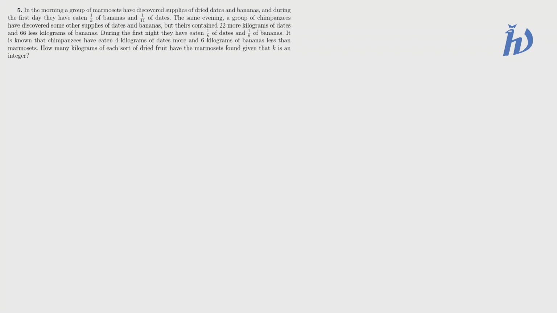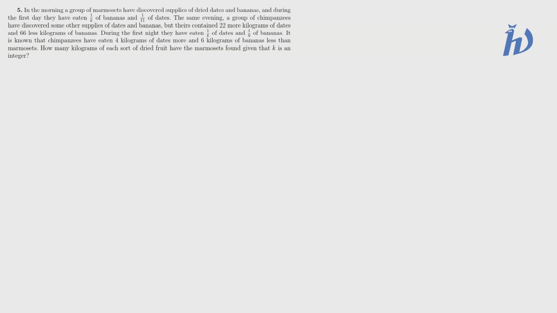Okay, so here maybe you need a little time to read through that task. It contains quite a lot of text. In fact, it is not that difficult to solve, but one has to be careful in order not to get confused. So, two types of monkeys, marmosets and chimpanzees, and they have found some dried fruit. Okay, dates and bananas.